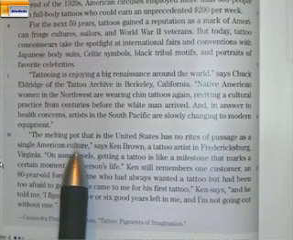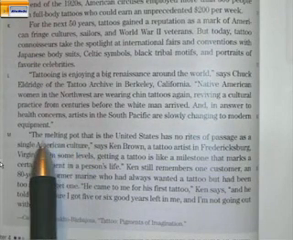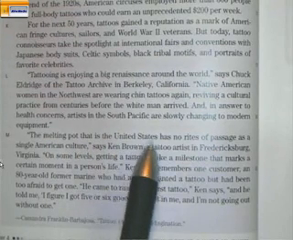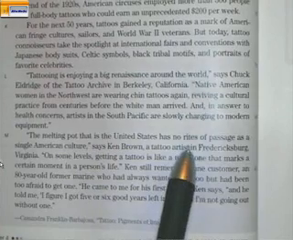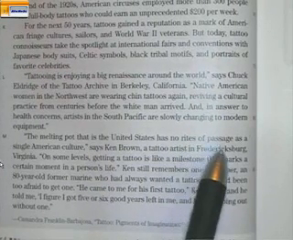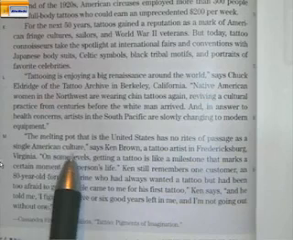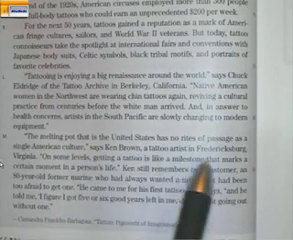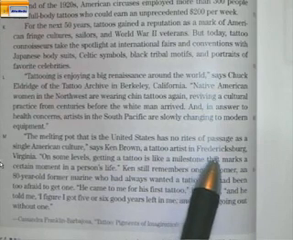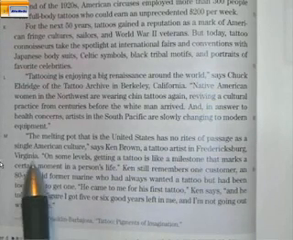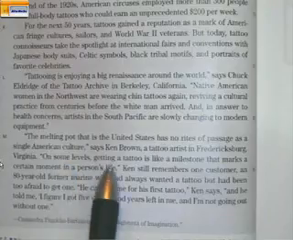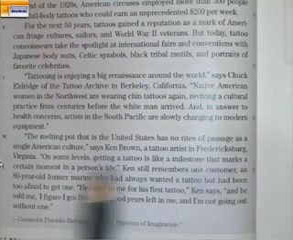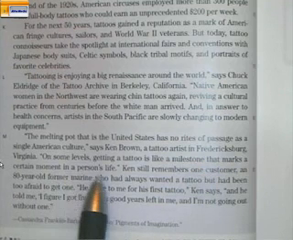The melting pot that is the United States has no rites of passage as a single American culture, says Ken Brown, a tattoo artist in Fredericksburg, Virginia. On some levels, getting a tattoo is like a milestone that marks a certain moment in a person's life.